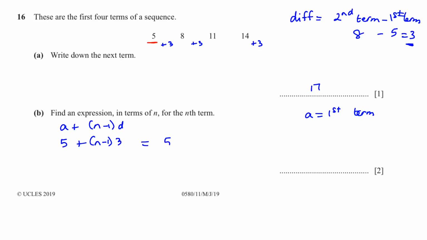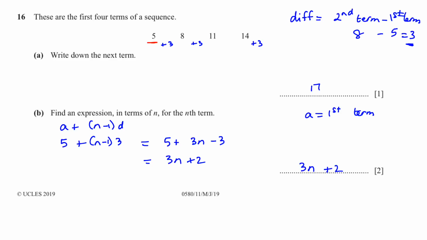Expand the bracket. 3 multiplied by n, 3n. Negative 1 multiplied by 3, negative 3. Add the like terms together. 5 minus 3 will give you 2. So the answer is 3n plus 2.